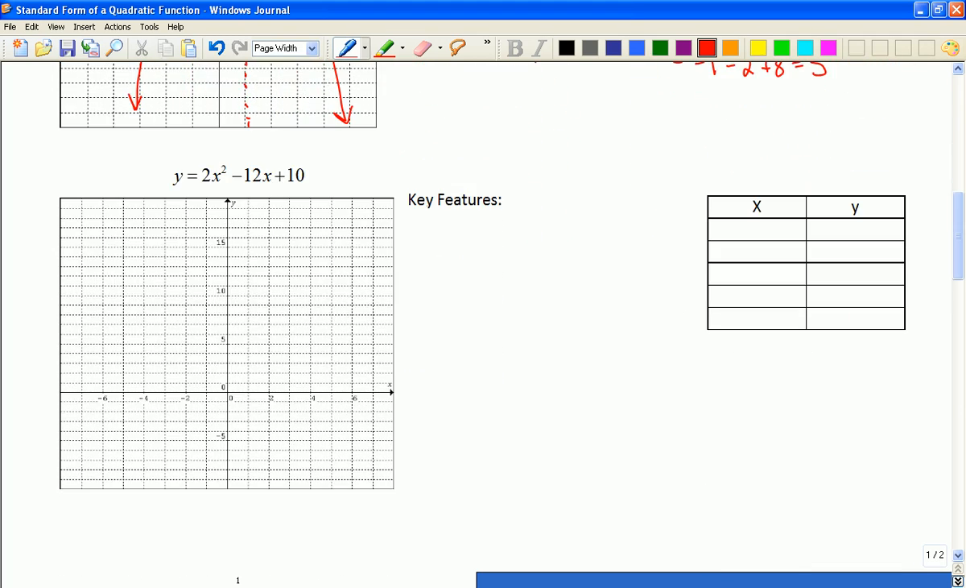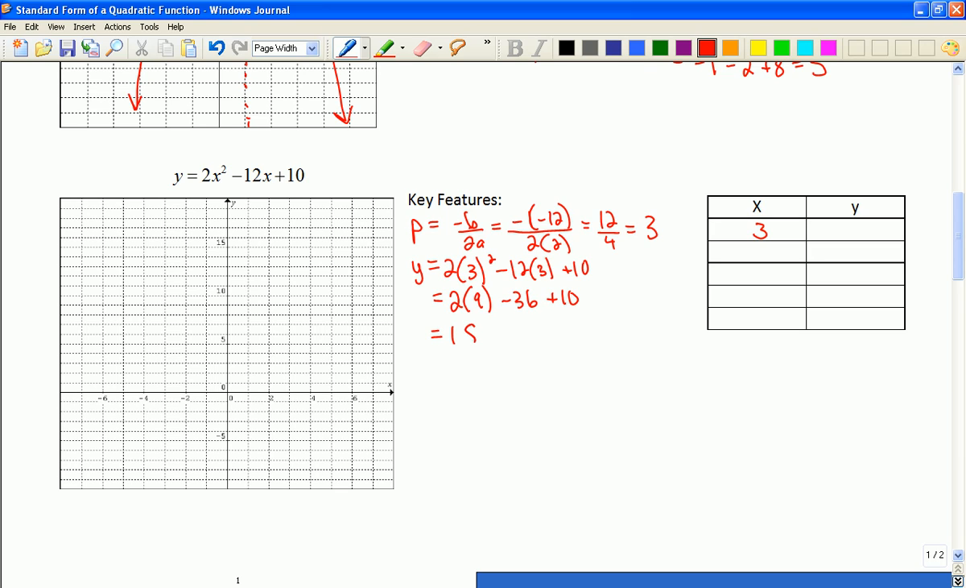So we'll try this one again. We'll start by finding the value for p if we're doing this in vertex form. So that'll be negative b over 2a. So negative 12 all over 2 times 2. So 12 over 4, which is 3. So the first point I'm going to be looking for is x equals 3, and the y value is going to be plus 10 is going to be negative 8.